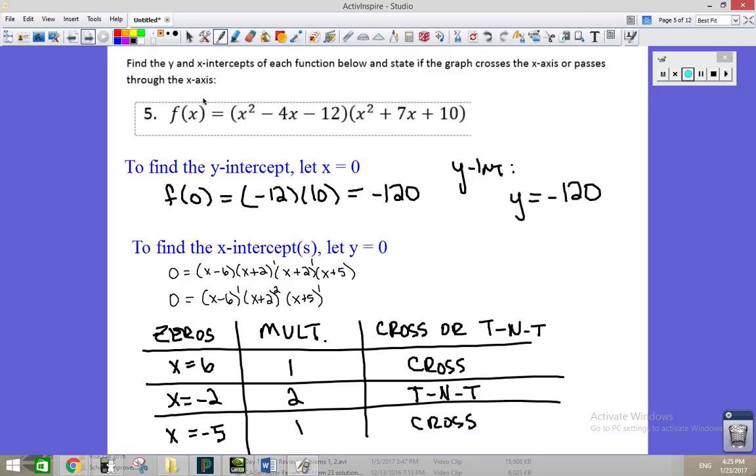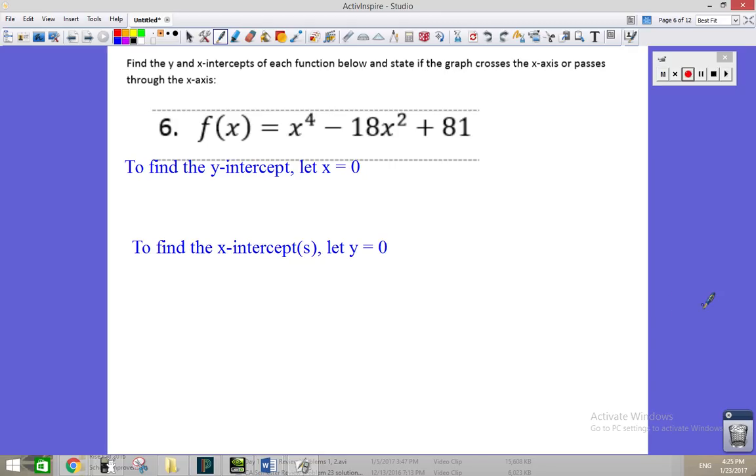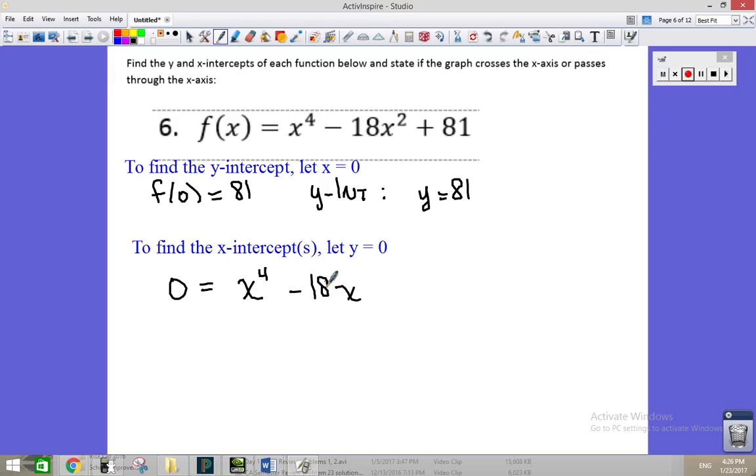Let's move on. Number 6, same direction, same idea. We're going to let x equal 0 to find the y-intercept. These first two terms are 0, and we have a y-intercept of 81. In standard form, it's always going to be a constant term. This is in what they call quadratic form because the degree of the middle term is half the degree of the first term. The degree of the first term is 4, and half of 4 is 2. So very likely we'll be able to factor this.